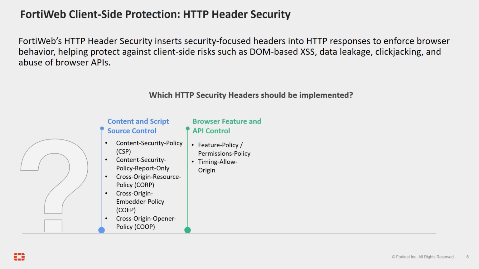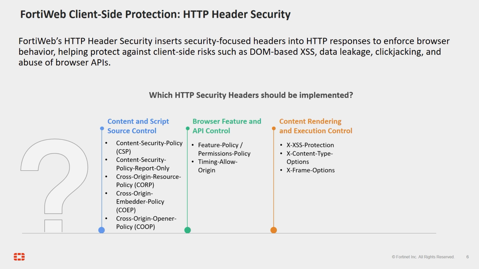Next is browser feature and API control. Here, FortiWeb uses headers like Permissions-Policy and Timing-Allow-Origin to control what browser features can be used. This helps prevent things like unauthorized access to the client's camera, clipboard, or even timing-based attacks that try to infer sensitive info.